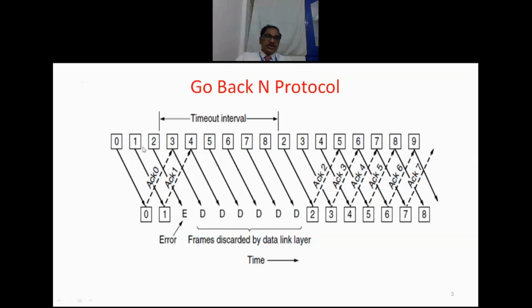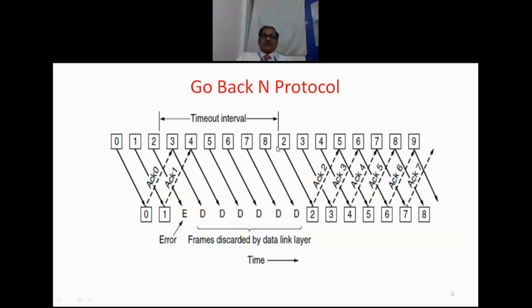After sending the second frame, the sender has started the timer. By the time the timer expires, it keeps on sending the subsequent frames. It's supposed to get the acknowledgement for frame 2 much before the timer expires, but it has not received any acknowledgement. Originally, it has to receive the acknowledgement for frame 2 at this point, immediately after acknowledgement 1, but it is not received till the timer expires.